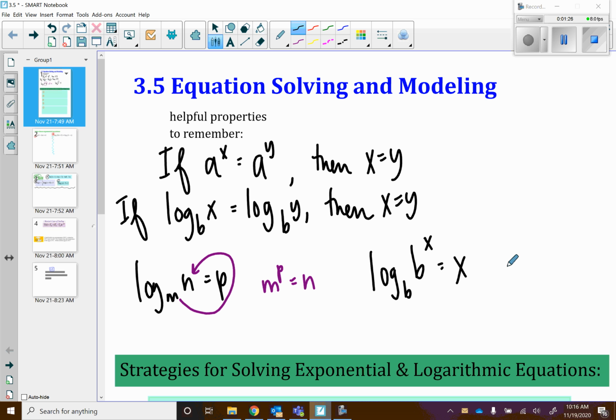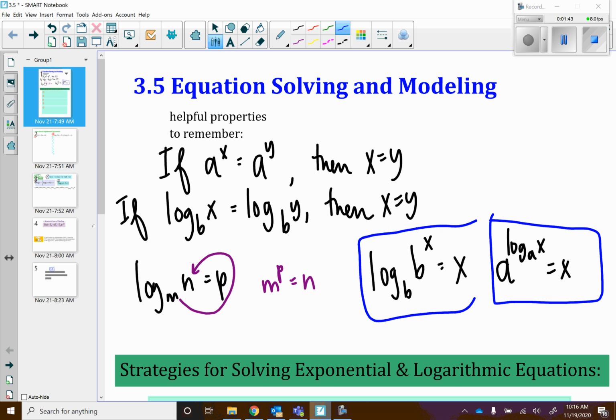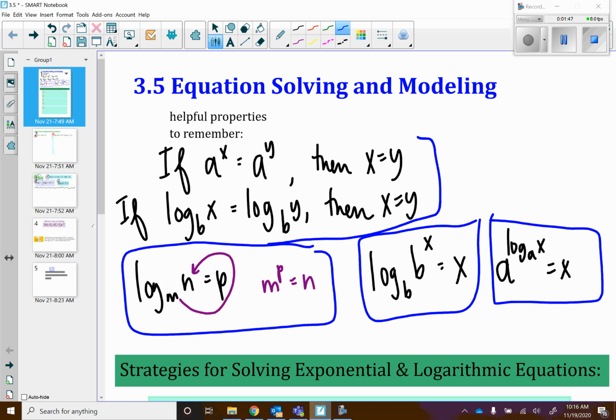Or on the reverse, we could say a to the log base a of x is equal to x. So here are our reminder facts that are very important in this section, just some properties that we know, along with our properties of condensing and expanding.